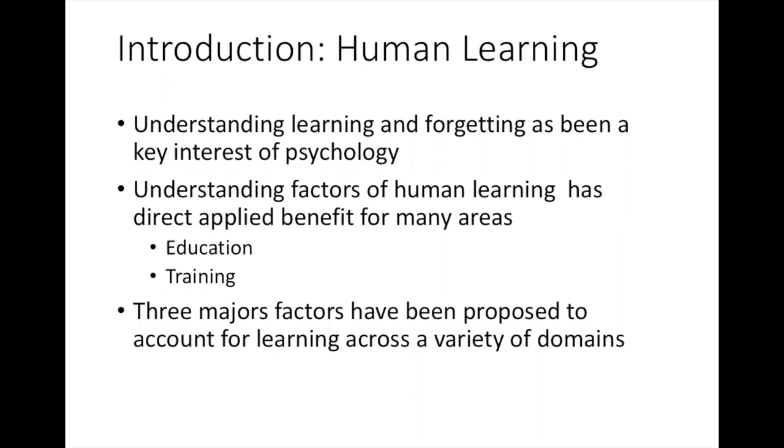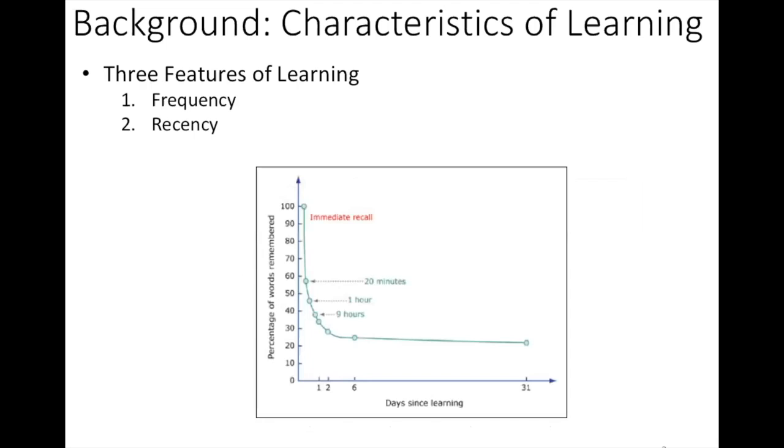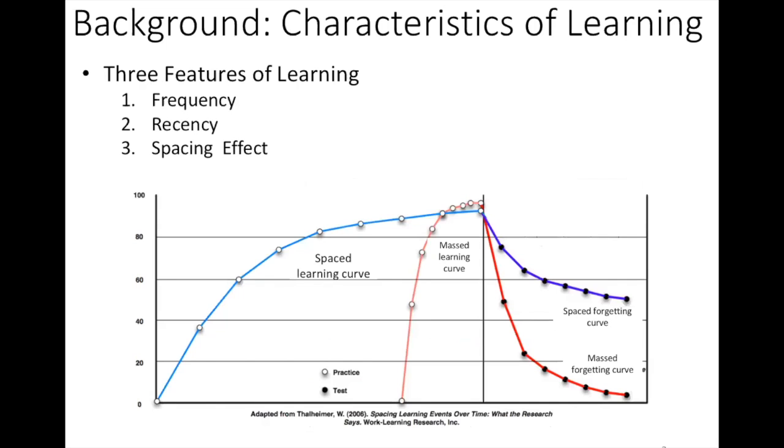In order to better understand human learning, three major factors have been proposed. These three features of learning are referred to as the power law of learning, so as we gain more practice opportunities on some task, we become more proficient over time. The power law of decay, so as the time between instances of practice increases, our ability to retain that information decreases. And the spacing effect, so as we space out practice opportunities, we learn that information at a slower rate. However, we are able to retain that information over a greater period of time compared to a mass practice schedule where we practice everything at once.